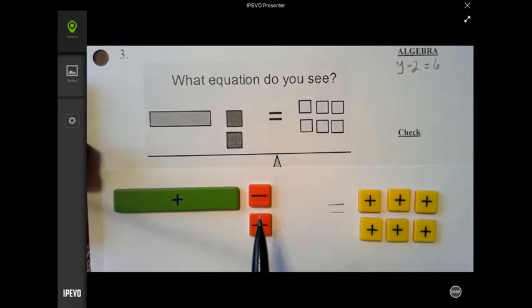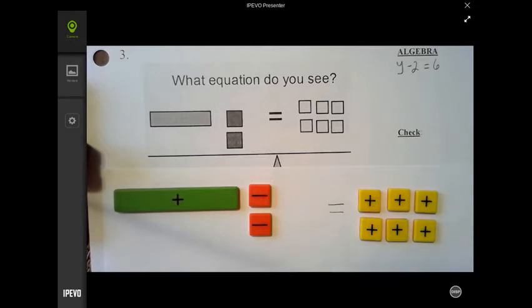But if I take away 2 red squares on the left, I have to take away 2 red squares on the right. And notice that there aren't any red squares over here. So I can't just take these 2 red squares away. So what I need to do is come up with another method. And what I'm going to do is remind myself of 0 pairs.